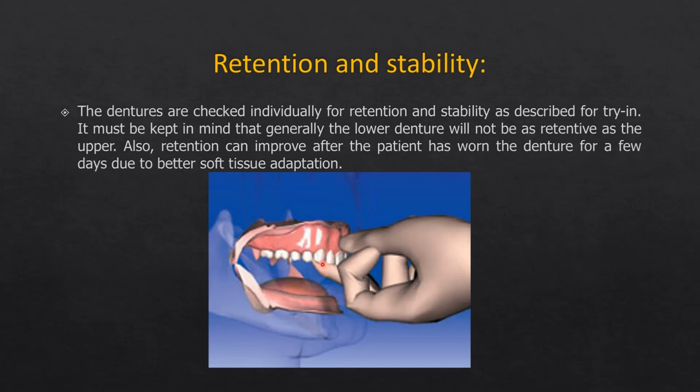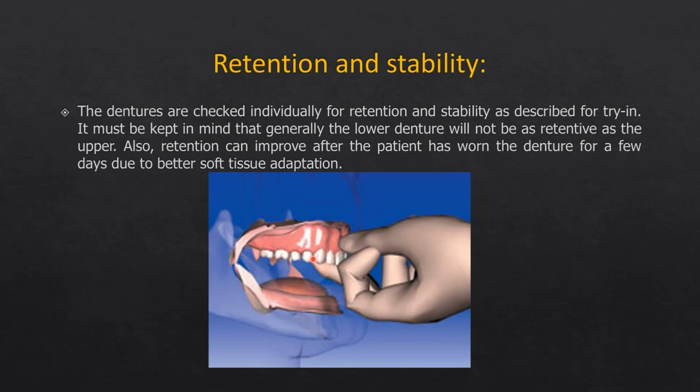And like I mentioned, at a try-in appointment, we can check the contralateral side's retention or the border seal by placing a finger on the palatal aspect of the canine and then pushing the denture outwards. This will give you a fair idea about the retention and the stability of the denture. So this needs to be checked properly and thoroughly at this step.